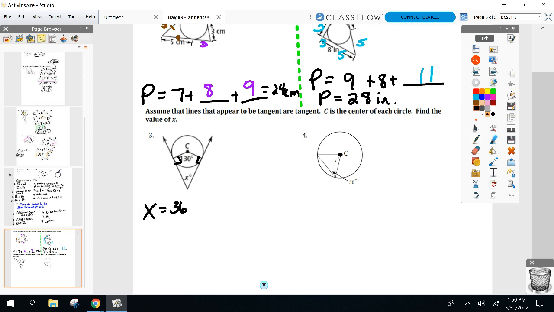360, right? So 360 minus the 90s minus the 130 we gave you. We should have had x equal to 50. Okay, 50. And then this one right here.